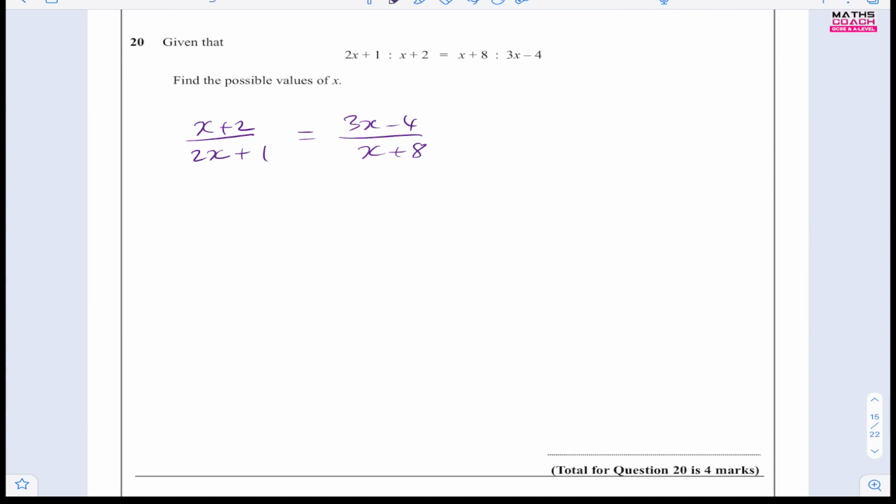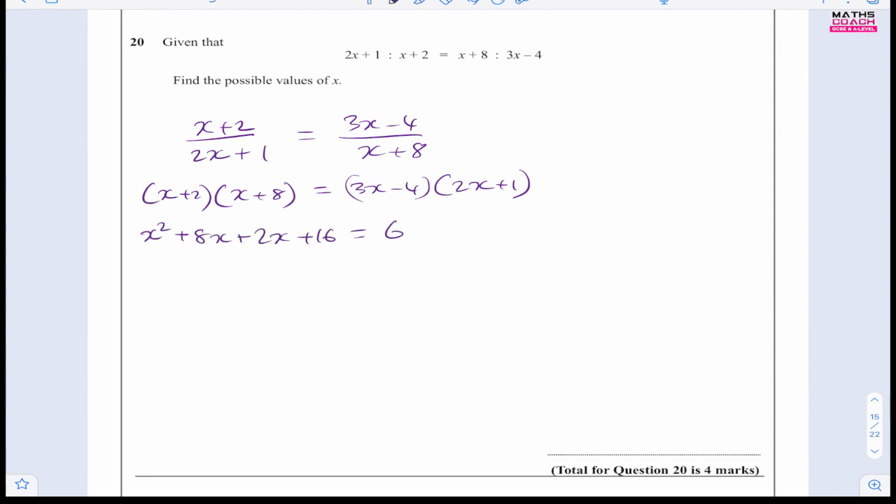So we're going to cross multiply. So we're going to have x plus 2, x plus 8 on this side, and 3x minus 4, and 2x plus 1 on the other side. So if we expand this side now, we get, and the other side we get, collect all the like terms. And now we're just going to take everything over to one side.